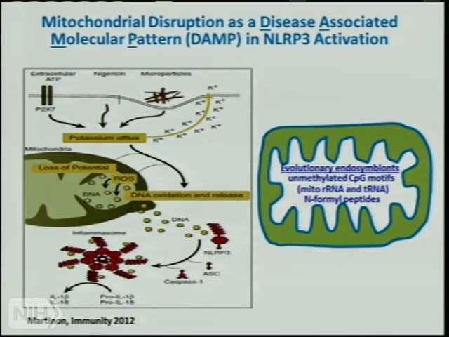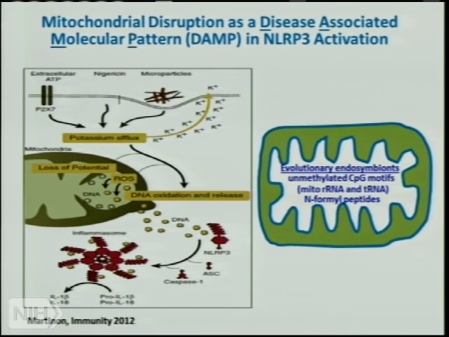In fact, there was a wonderful review by Martin in 2012, which demonstrated that numerous extracellular stresses could drive potassium into the cell, lose mitochondrial membrane potential, and through some mechanism you could get DNA oxidation and release, and this mitochondrial DNA could drive this inflammasome.